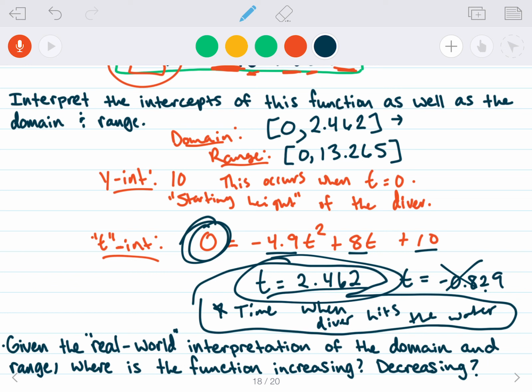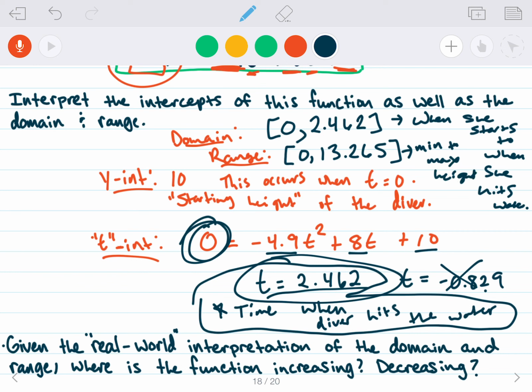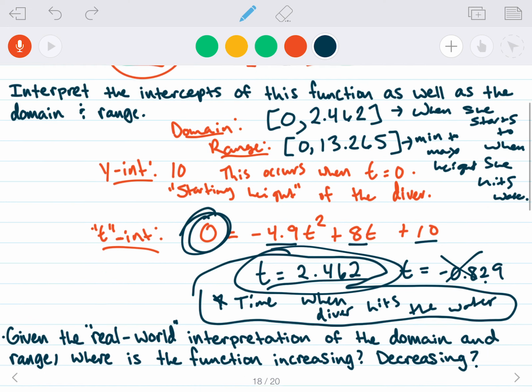So the domain tells us when she starts to dive to when she hits the water. And the range is going to tell us the minimum to maximum height she reaches. So the minimum height is going to be 0. And, right, that's when she hits the water. And the maximum height is going to be 13.265. Okay. And now real world.